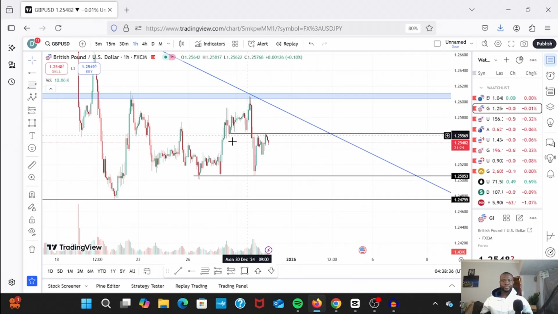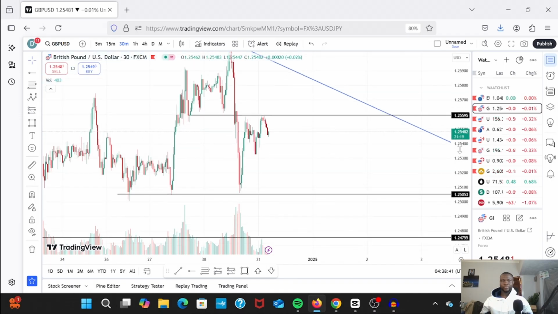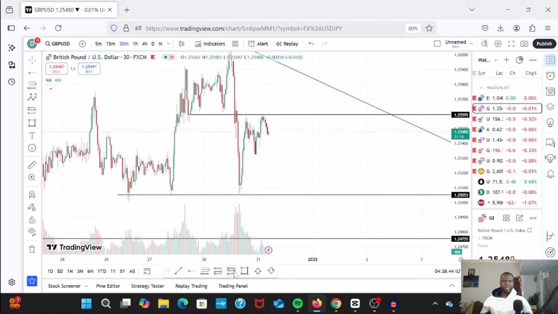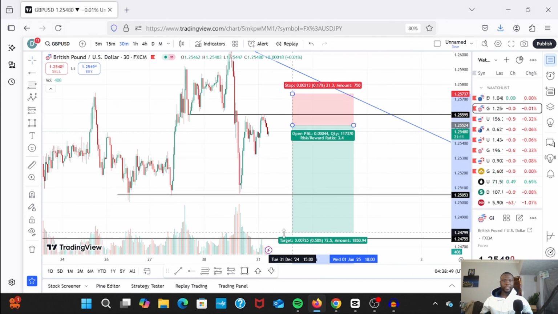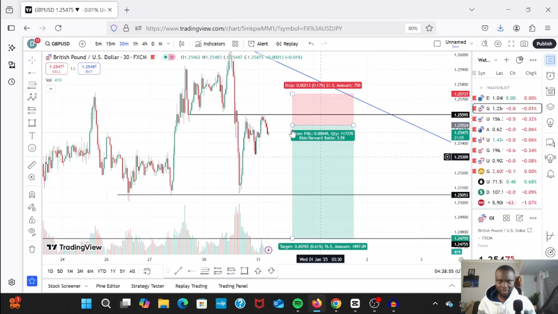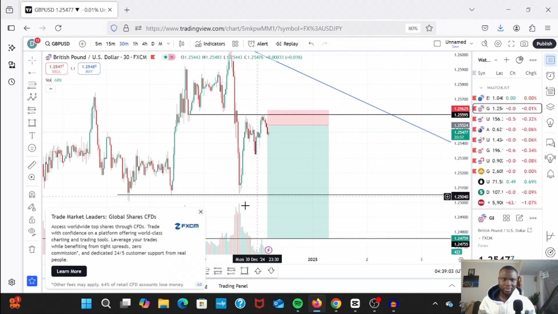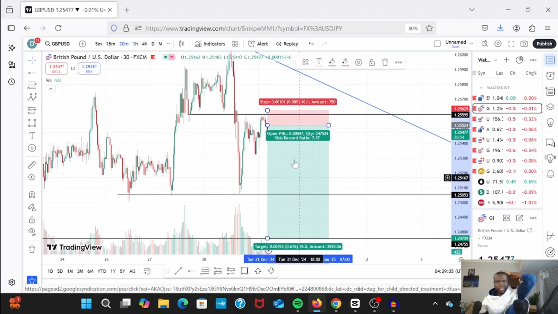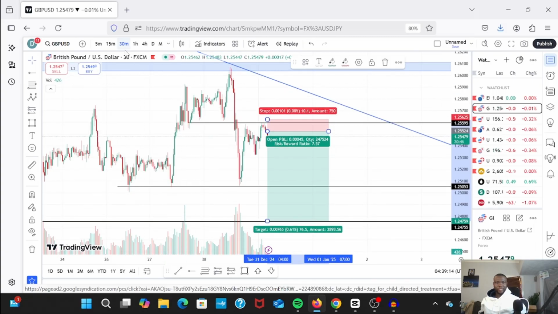So now at this point I'm expecting what? A sell. I'm expecting a sell at this point. We're expecting the market to come towards the downside. So we're anticipating what? 76 pips. So how much are we risking for that? We're risking just 10 pips, 10 pips to make 76 pips. So guys, this is what I'm expecting in the market currently.